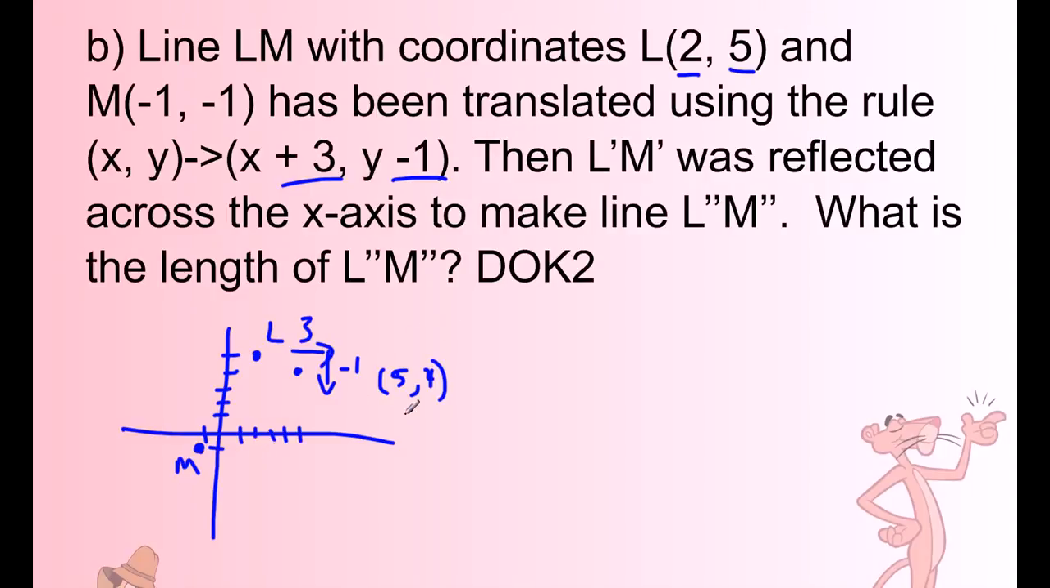M, the x coordinate for M would go up by 3, so negative 1 plus 3 is 2, and the y coordinate would go down by 1, and negative 1 minus 1 is negative 2.